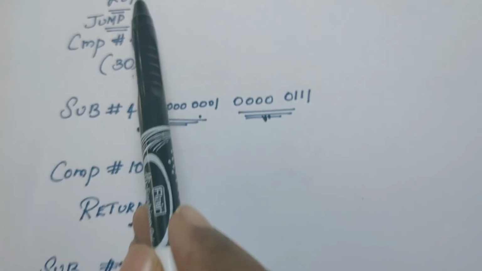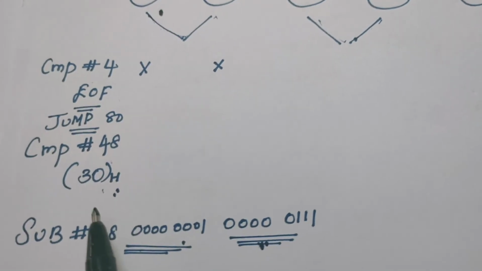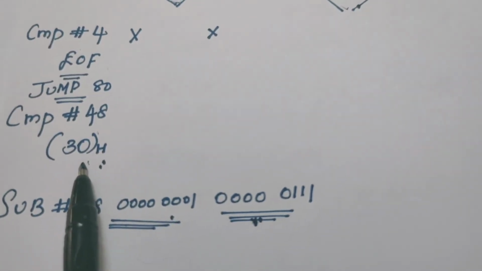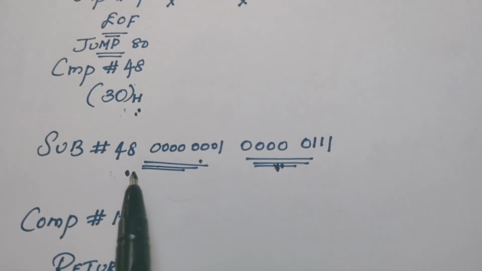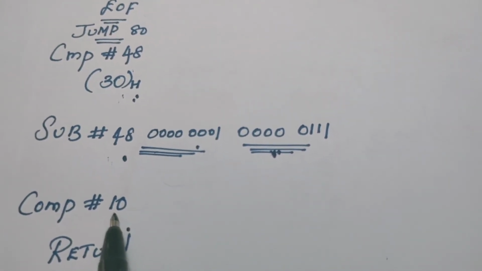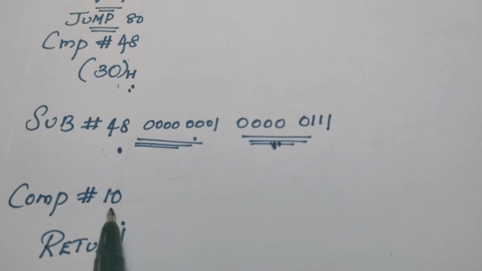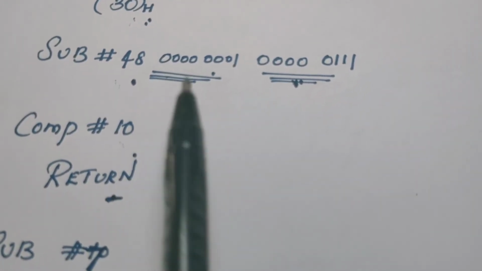We are comparing with end of file, then we are comparing with whether it is equal to the hexadecimal value 30, then we are comparing with whether it is less than 10. Likewise we are performing.